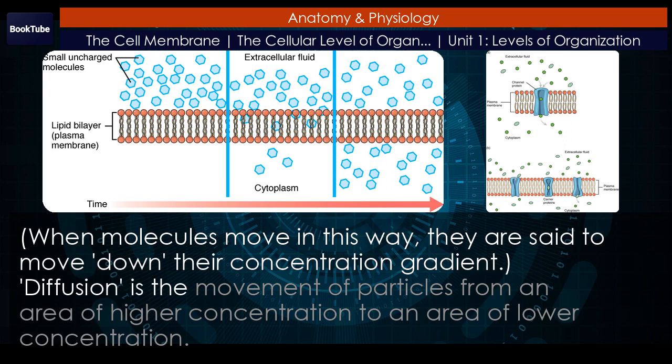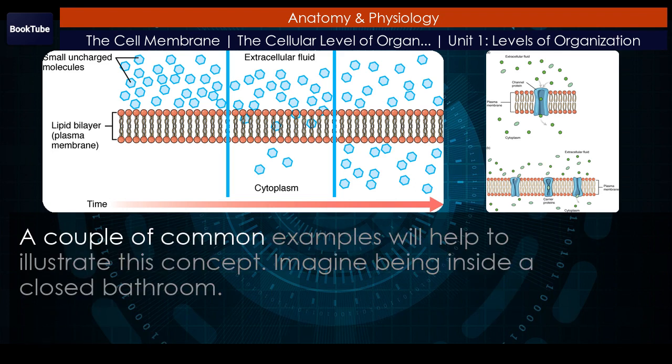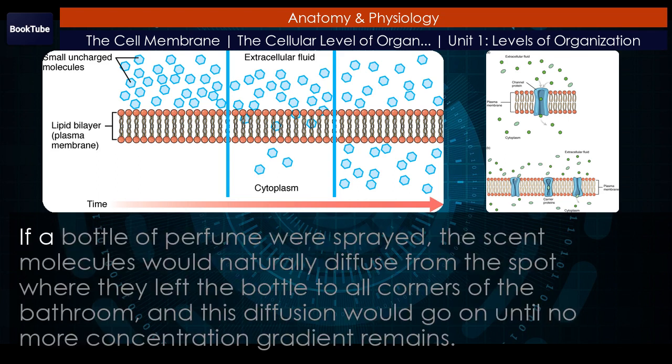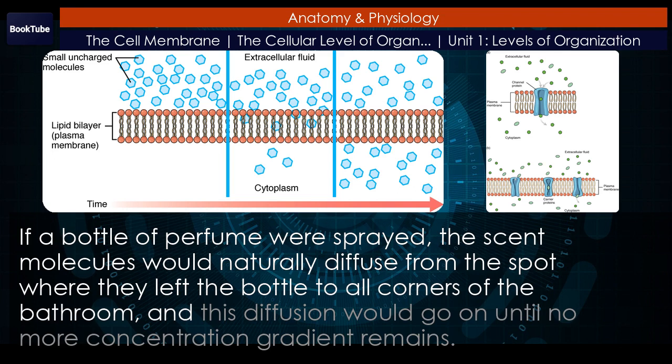Diffusion is the movement of particles from an area of higher concentration to an area of lower concentration. A couple of common examples will help to illustrate this concept. Imagine being inside a closed bathroom. If a bottle of perfume were sprayed, the scent molecules would naturally diffuse from the spot where they left the bottle to all corners of the bathroom. And this diffusion would go on until no more concentration gradient remains.